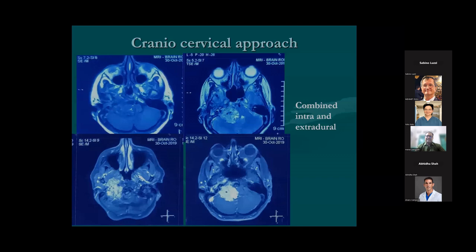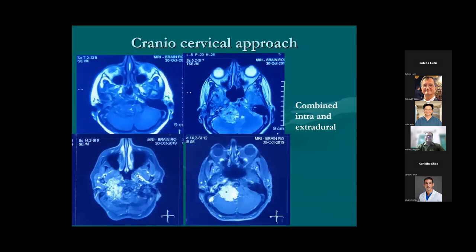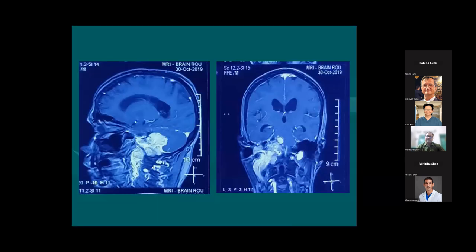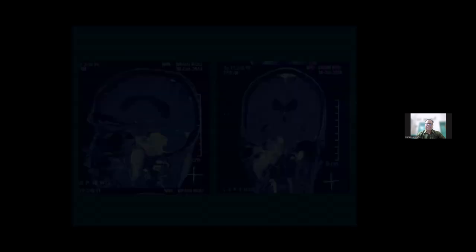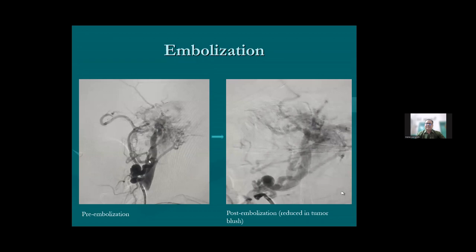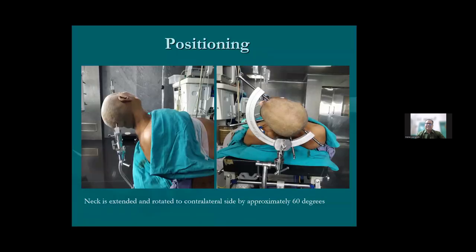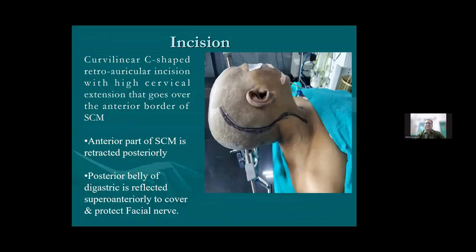But this case has both an extradural component and an intradural component. You can see here the tumor going through the jugular foramen, going outside and coming down to the neck. Our diagnosis was a paraganglioma. Embolization was done preoperatively, and tumor blush was reduced. And this is how the patient was positioned. And this is how the incision is done when we plan a craniocervical approach to expose both the cervical part as well as the intracranial part.